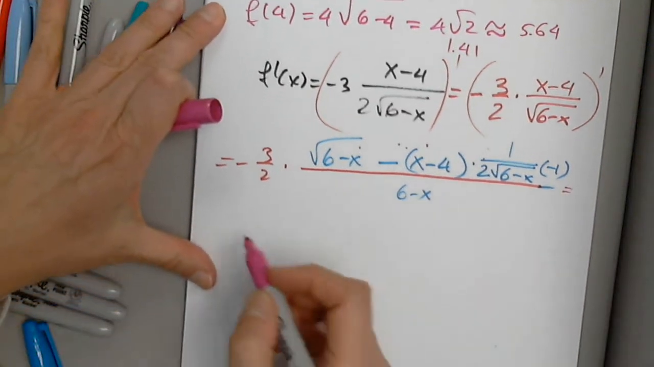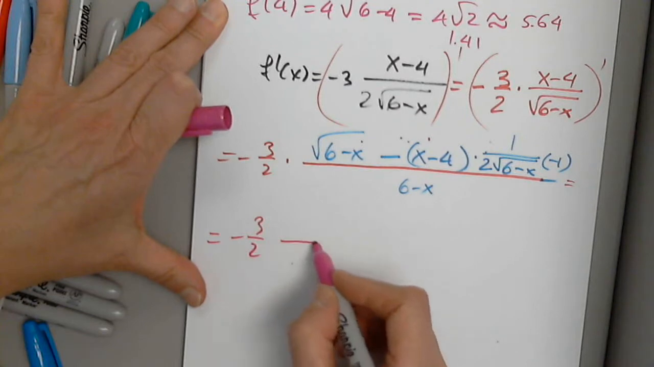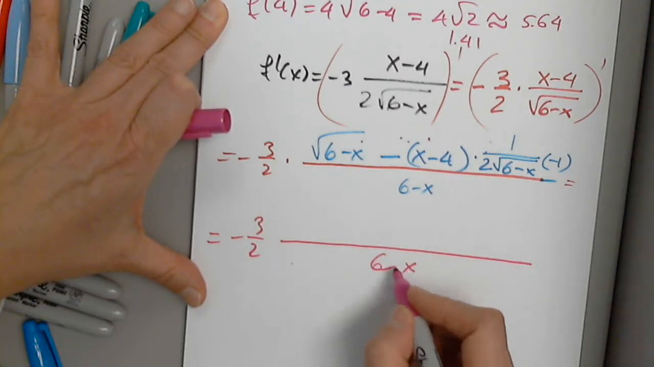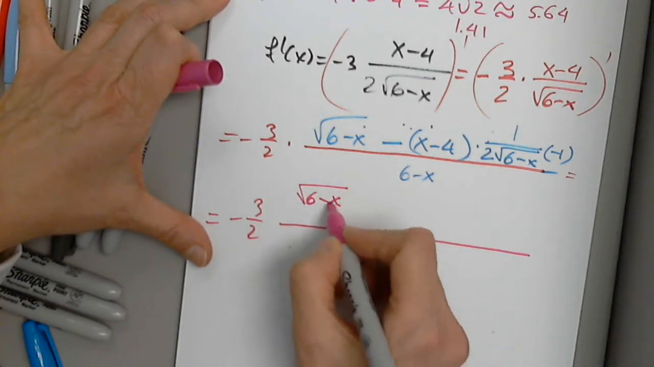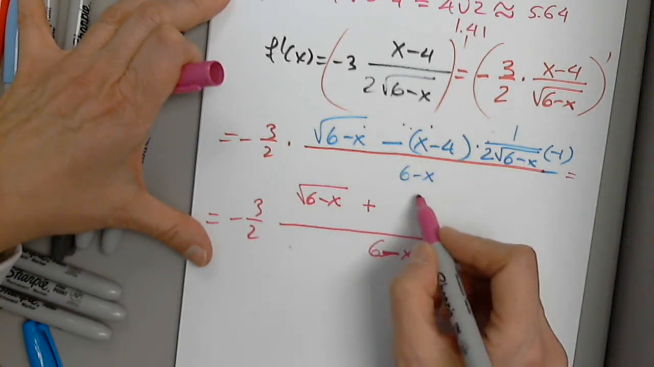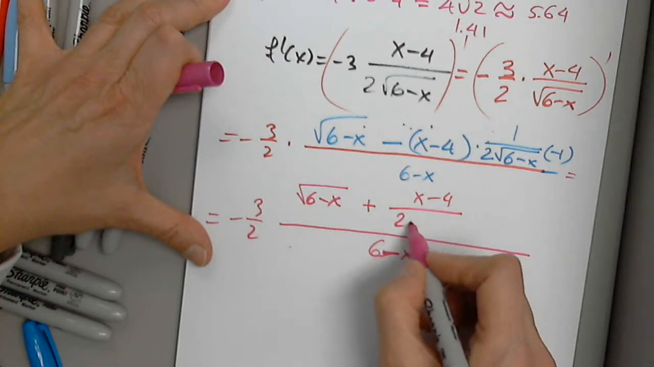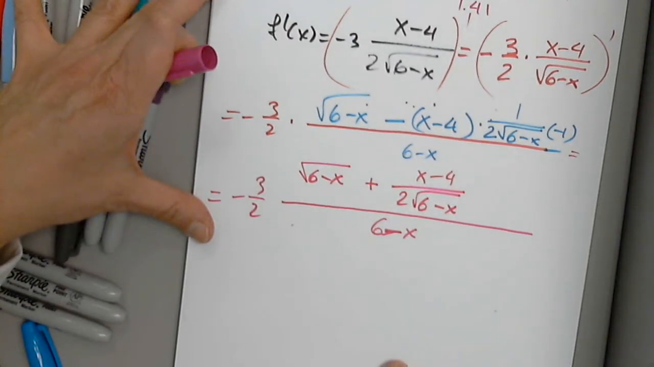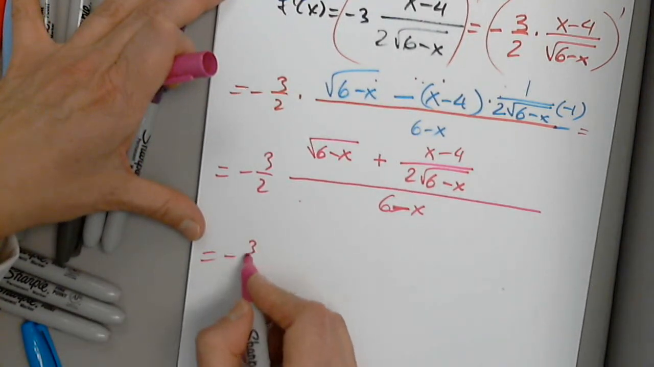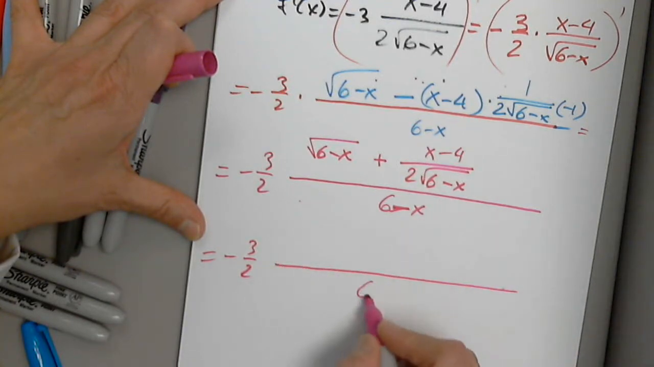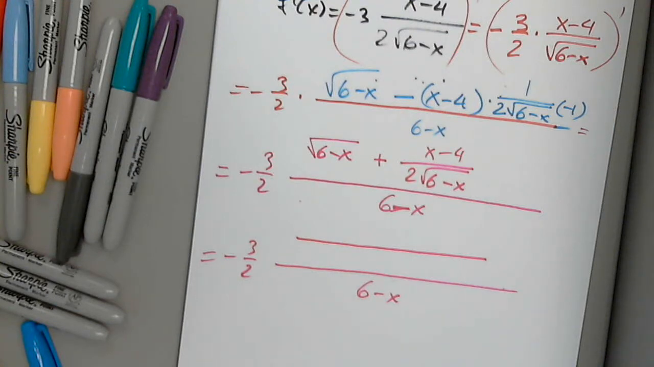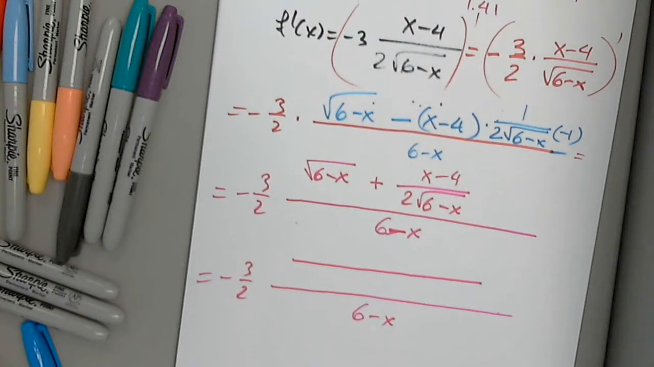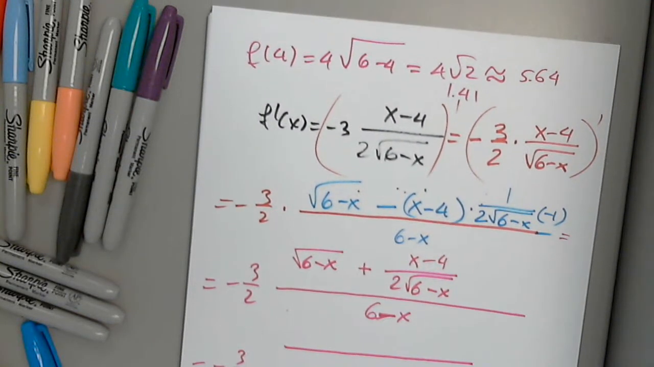Good. I'm going to clean it up a little bit. And let's address the numerator. That's where the problem is now. The square root of 6 minus x, but now plus x minus 4 over 2 the square root of 6 minus x. Like before, I need the least common denominator in the numerator. Yes, Vanessa, I'm sorry. Are you doing the f over g? Wouldn't the g have to be squared?